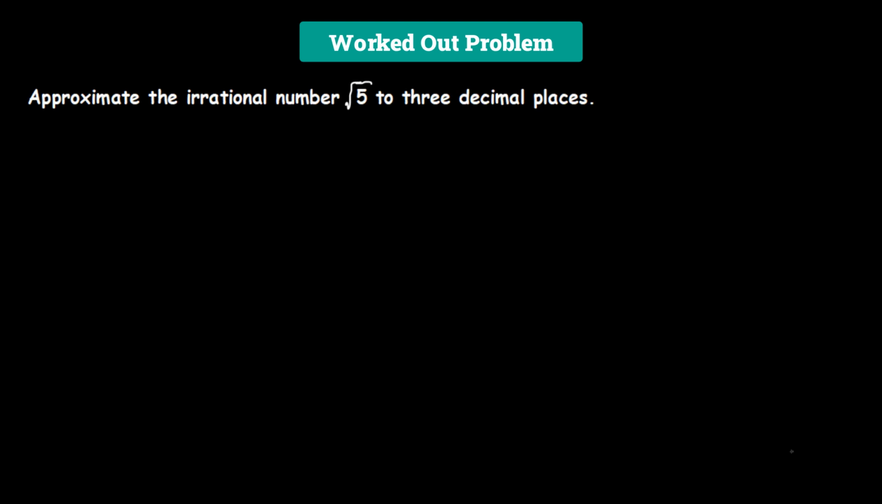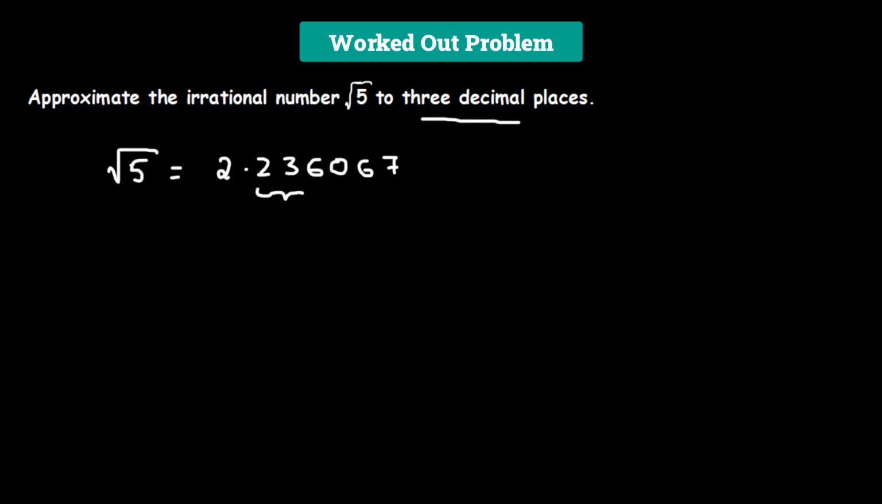So here in this particular question, we are given the irrational number square root of 5 and we need to approximate it to 3 decimal places. So what we're going to do is use a calculator and write down the value of square root of 5. That gives us 2.236067.